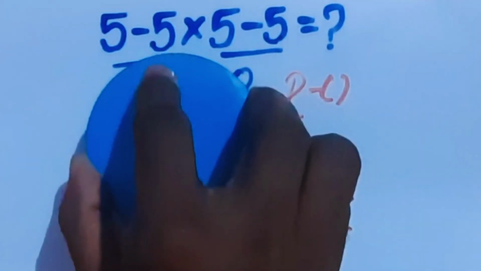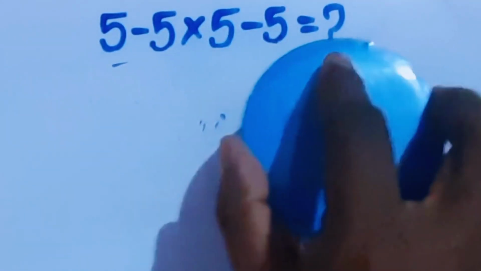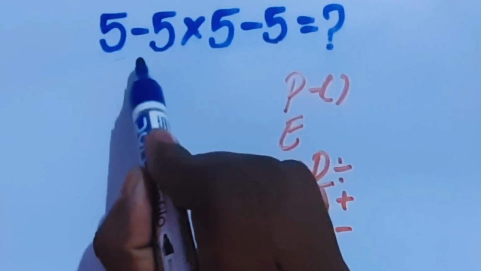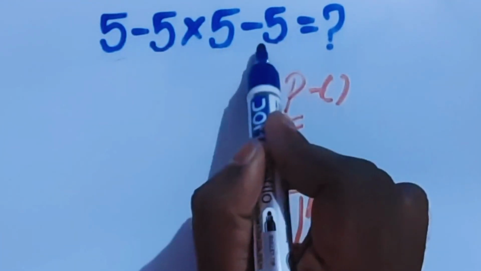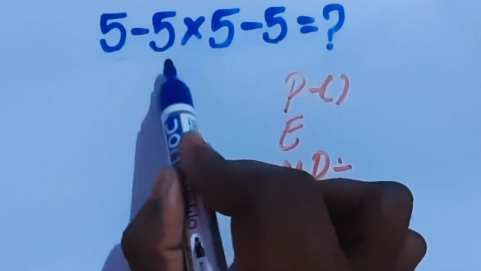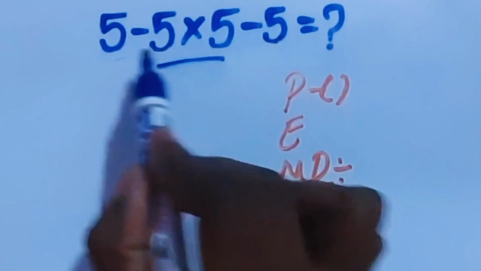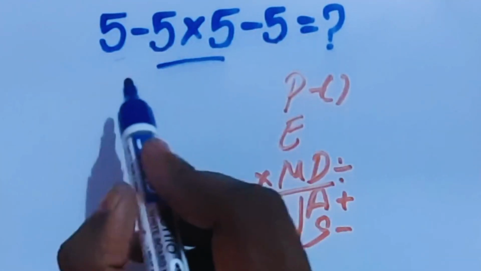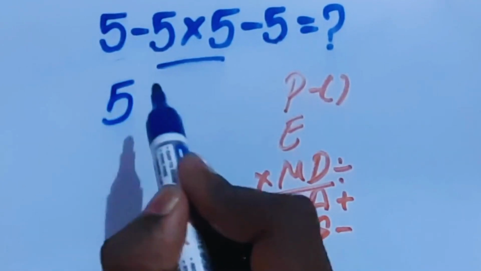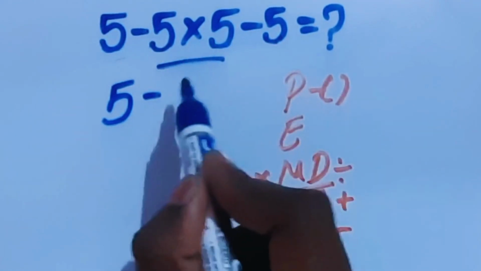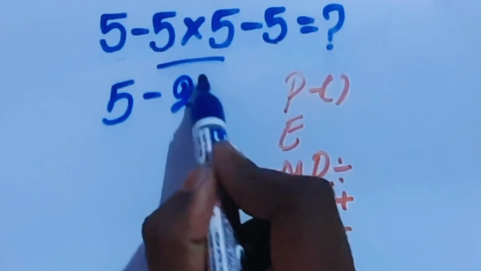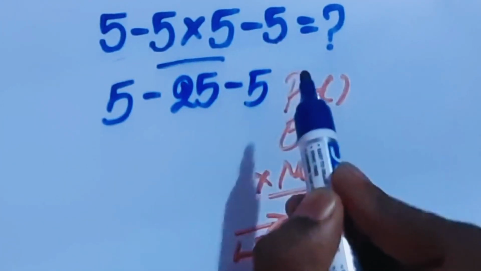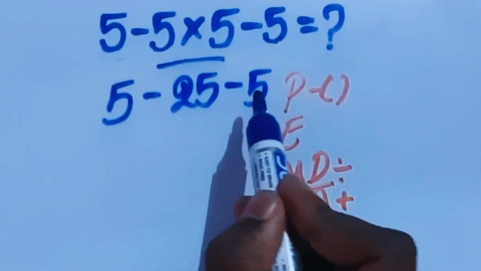Now we are going to solve this problem in the correct way by using this order of operations, PEMDAS. See, here we have subtraction, multiplication and subtraction, which is higher priority. This multiplication is higher priority than both subtractions. So we have to solve this multiplication first. So 5 minus, this is 5 times 5 is 25 minus 5. Here we have both are subtractions.